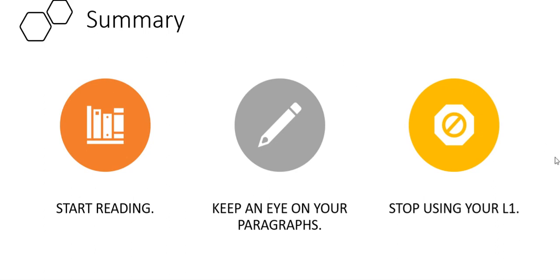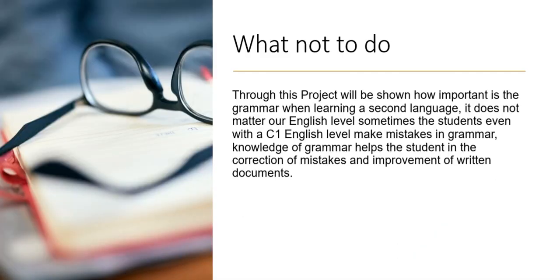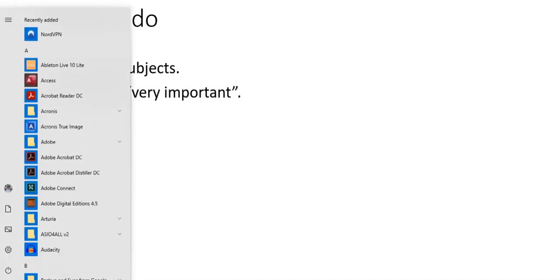And finally, stop using your L1. In the case of the example that I gave you, "through this project will be shown how important is the grammar," the guy doesn't make a grammar mistake in the proper sense. He's just used to talking in Spanish. In Spanish, if you say "a través de este proyecto se va a mostrar qué tan importante es la gramática," it's very good. But if you use that type of structure in English, it's not going to work. So that's why you should always start with a subject.